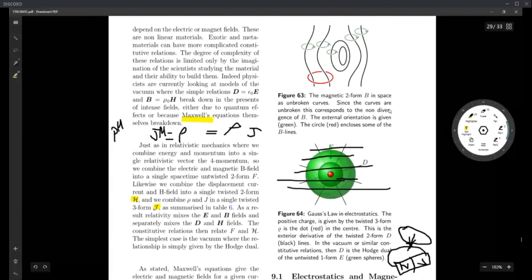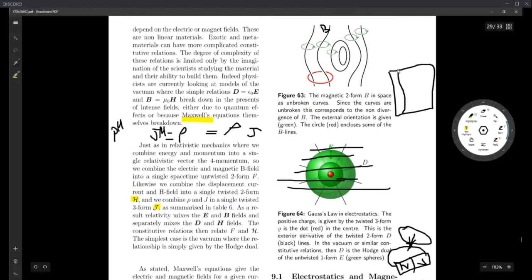And you can do something similar with magnetic fields. If your magnetic two form B, this line is my two form B, are unbroken curves, which basically means they are non-compact, to say that this is the manifold in which B lies.